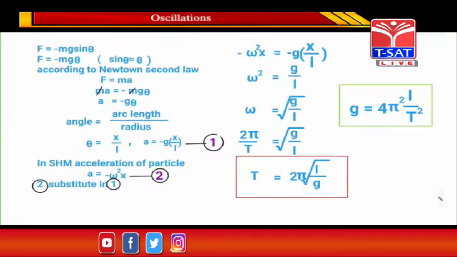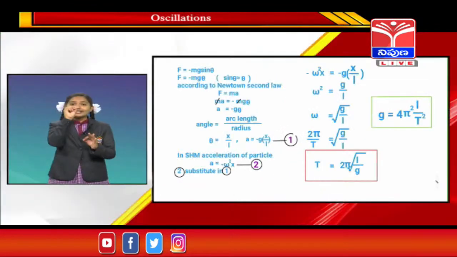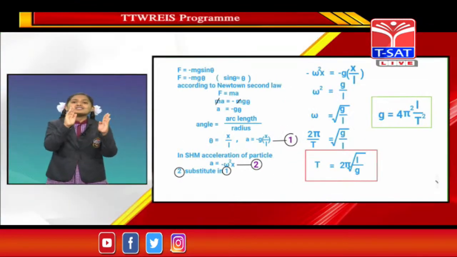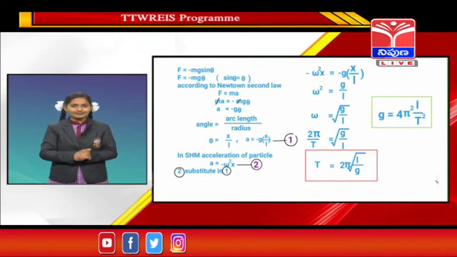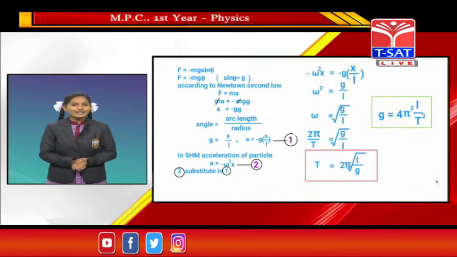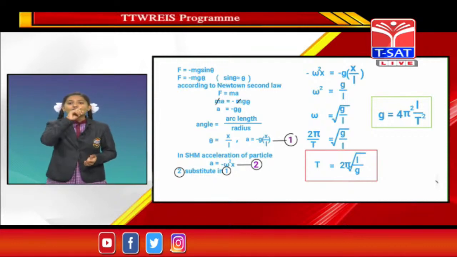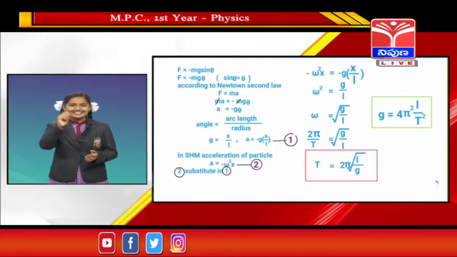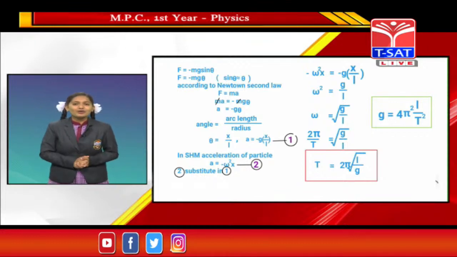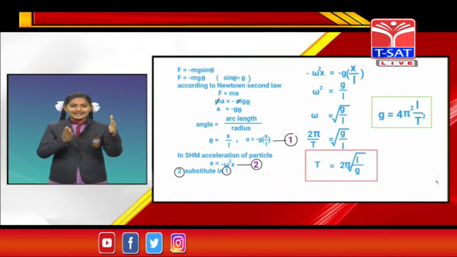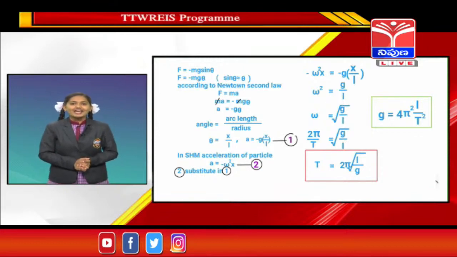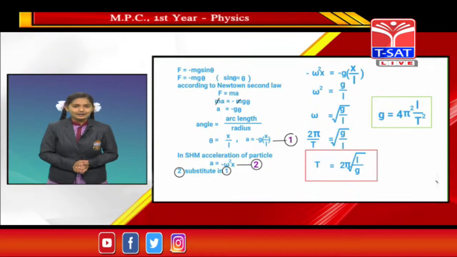In the place of sin theta, we replace theta, because for small theta, sin theta is equal to theta. According to Newton's second law, force is equal to mass into acceleration. In the place of force, you replace m into a. Both sides, the mass values cancel, and the remaining terms: a is equal to minus g theta.